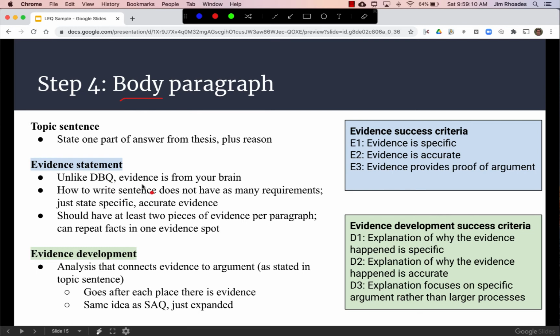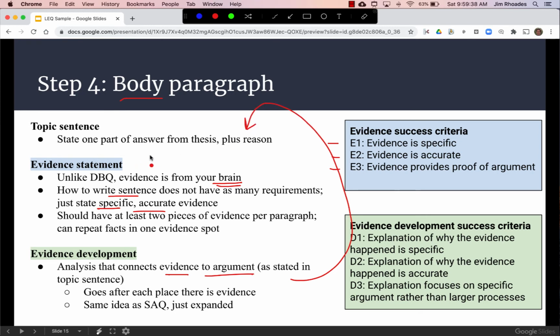Unlike the DBQ, for the LEQ, the evidence is coming from the brain. It's really more like the outside evidence in the DBQ. Because of that, the method of writing the sentence is not as complicated. It doesn't have the same kind of lead-in requirements in terms of dealing with a document. I just need to be specific and accurate. If you look here, I just need to say a fact that's true. In my development, I need to connect the evidence to my argument, which is in the topic sentence.